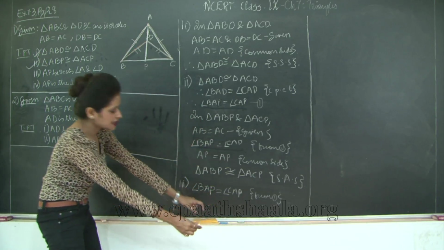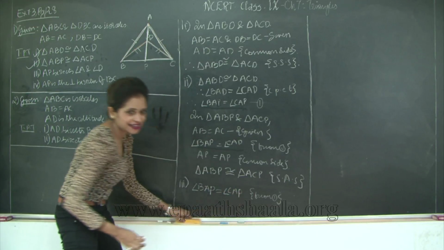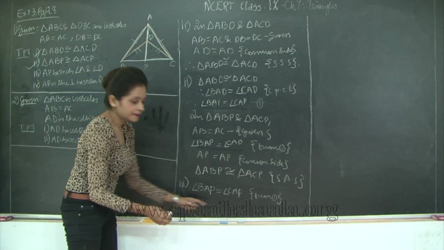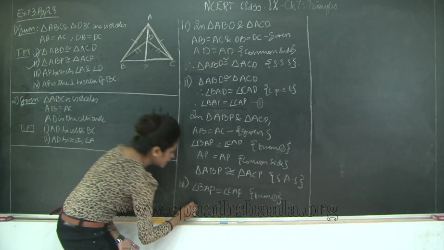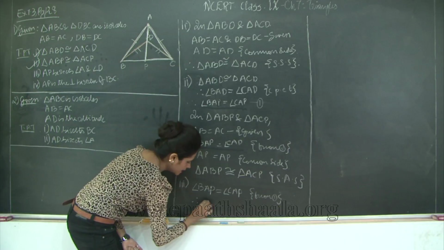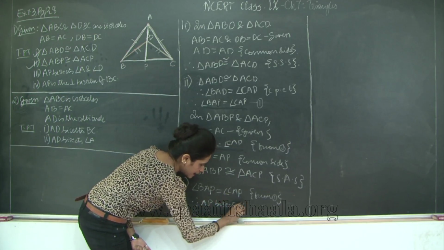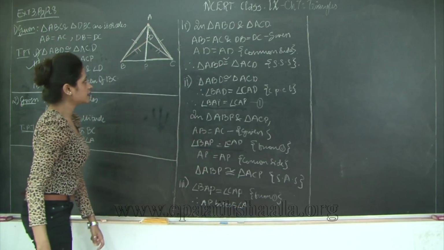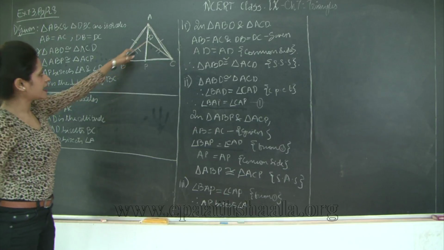So, angles BAP and CAP. I hope this looks like P and not D, because P and D can look confusing sometimes, okay. Therefore, now these two angles are equal, then what can we say? Therefore, AP bisects angle A, correct. We also need to prove that AP bisects angle D.